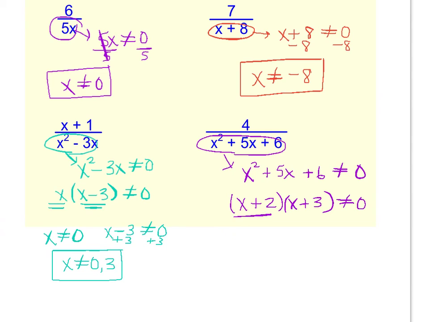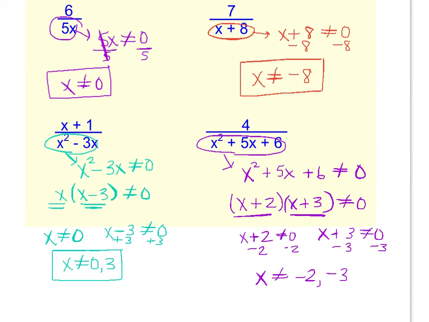And then you take each factor and write those little mini equations. If you take each of those and solve for x, we'll subtract 2 on both sides, and then we'll subtract 3 over here. So in the end, x cannot equal a negative 2 and a negative 3. x can be any other value except for those two. Those are the two values that would make that rational expression undefined, because the denominator would equal 0.